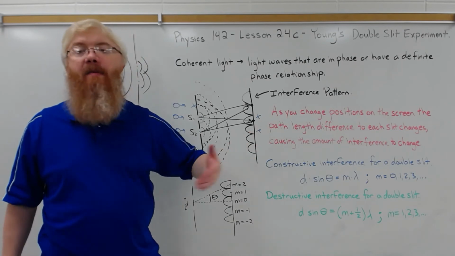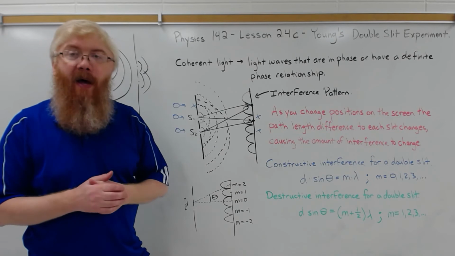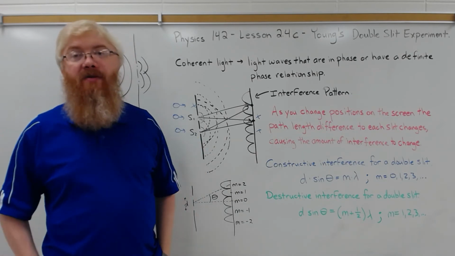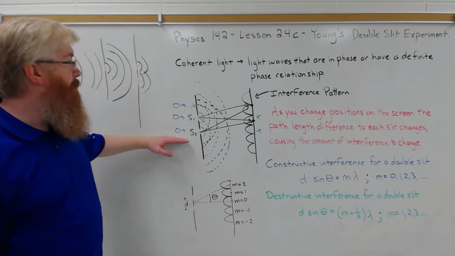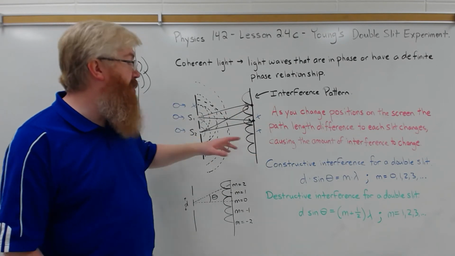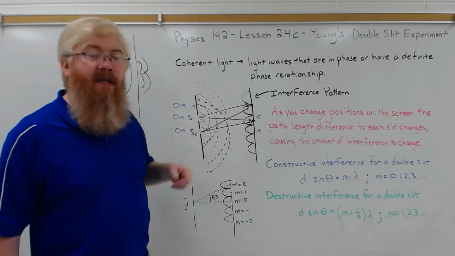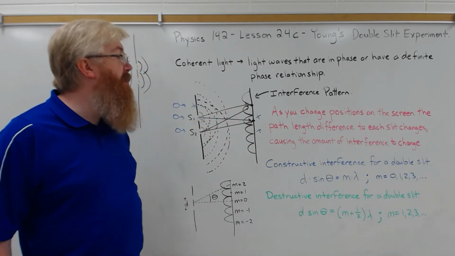So in Newton's time, they thought of light as particles. In Young's time, he proved that light traveled as a wave. And later on, when we talk about Einstein in the next chapter, we'll learn that light is actually both. Light's very weird. But again, as you change positions on the screen, the path length difference changes. Path length difference is just how long it takes the light to go from one slit to that point compared to the other slit. So it causes the amount of interference to change.